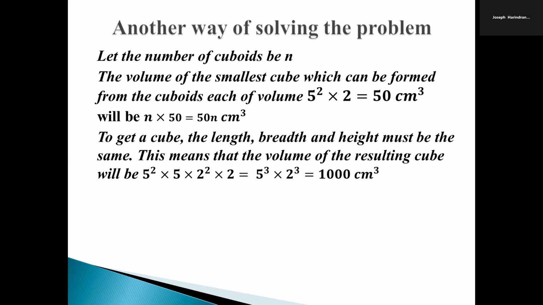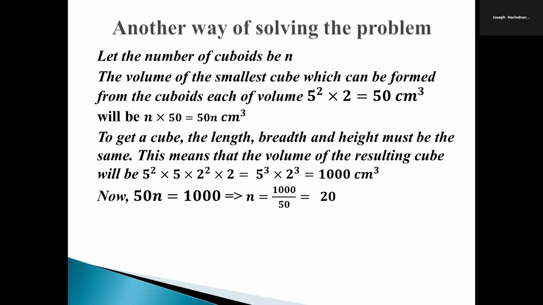So the volume of the resulting cube will be, we make it a perfect cube now. Once again, as we did before, 5 squared into 5, 2 squared into 2. In order to make it a perfect cube, we just multiply by 5 and 2 squared. So we will be getting 5 cubed into 2 cubed. That is, as before, we got 1000 centimeter cube.